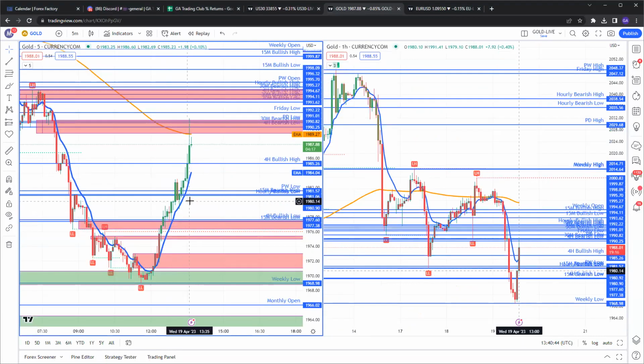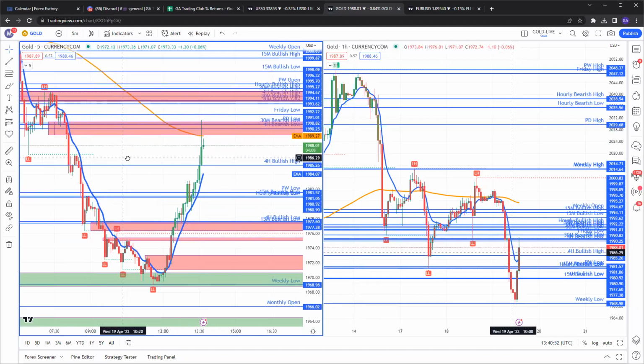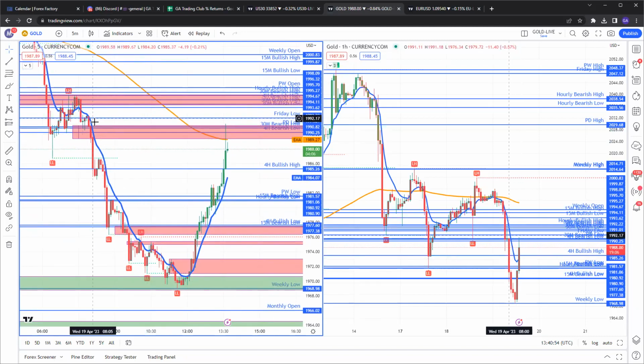Gold is still bullish. For gold, we are coming into a golden cross on the 5 minute. And also, I think I have a question I want to pose to you guys on gold.